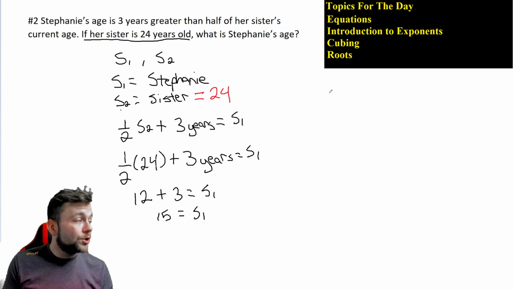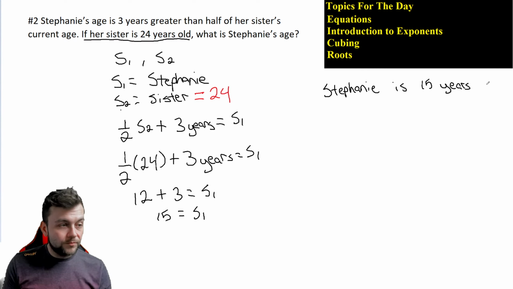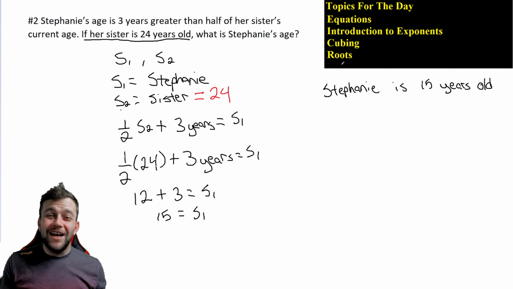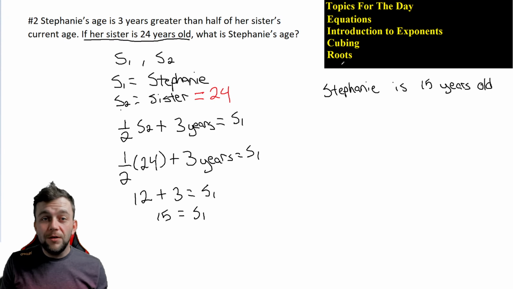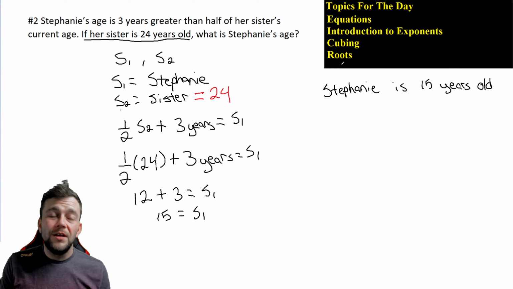And for our final answer, we'll just say that Stephanie is 15 years old. And when you reread this statement, Stephanie's age is 3 years greater than half of her sister's current age, it kind of starts to become a little bit more clear. If her sister is 24, half of that age is 12, plus 3 years is 15. That is Stephanie. Stephanie is 15 years old.